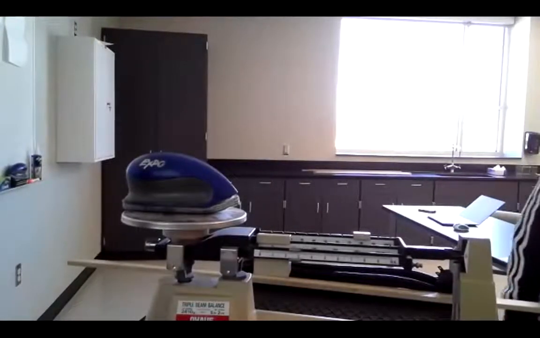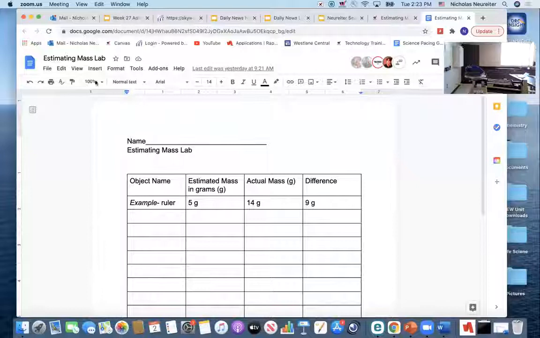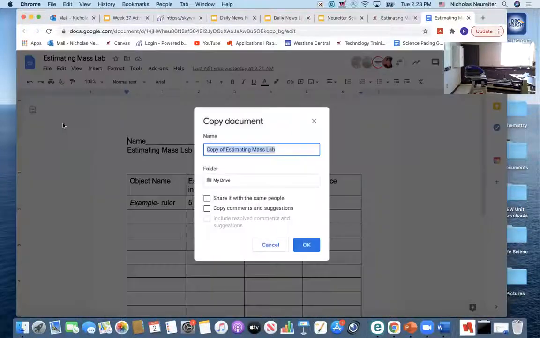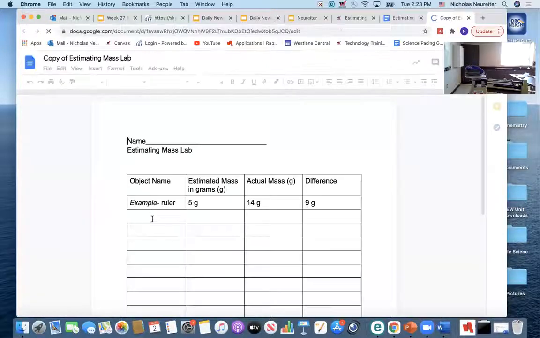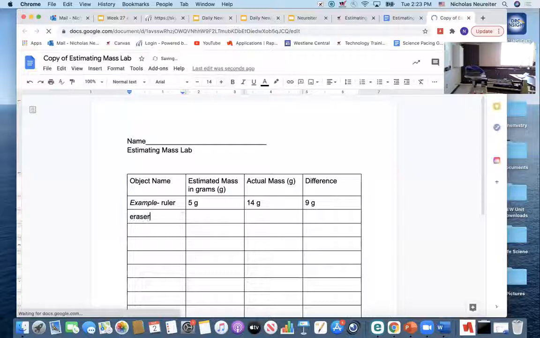So let me show you in mine here. So I would say eraser. Elio, what was your estimate? What did you think? 70. Okay, so we'll say the estimate was 70. It's 80, what did I say? 82.8, which you could round to 83 if you want. So I'm just going to round this to 83 grams. And then you take 83 minus 70 and you get the difference is 13 grams. Okay.